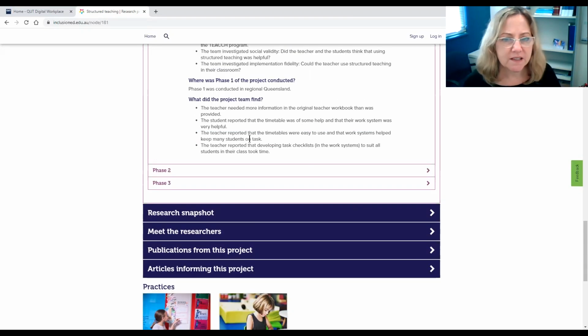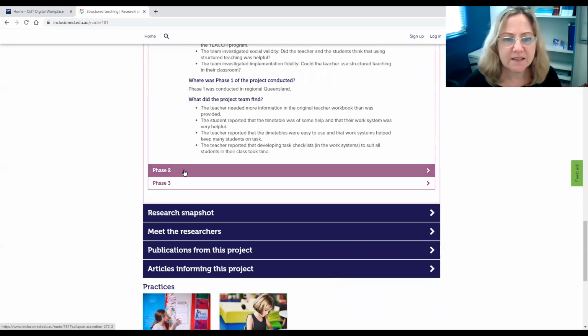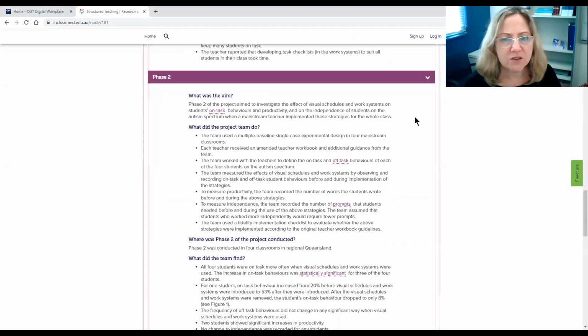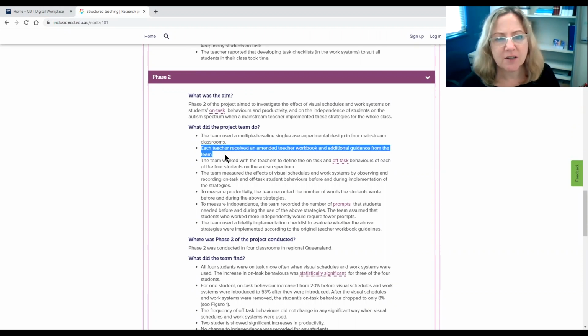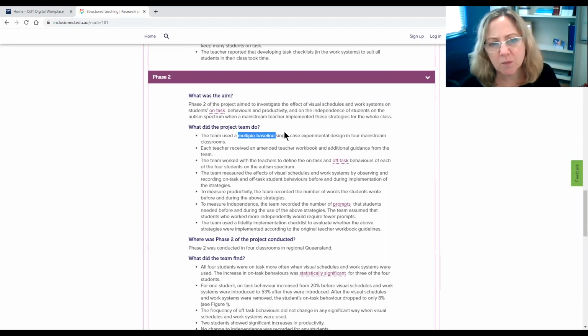So based on what this teacher reported and the student reported, the team adapted the teacher workbook and then moved into phase 2. The aim of phase 2 was to again look at on-task behaviours and productivity when the teacher was using the adapted workbook. So here we've got each teacher received an amended teacher workbook. And again, there are a number of multiple baseline single case experimental designs in 4 mainstream classrooms.